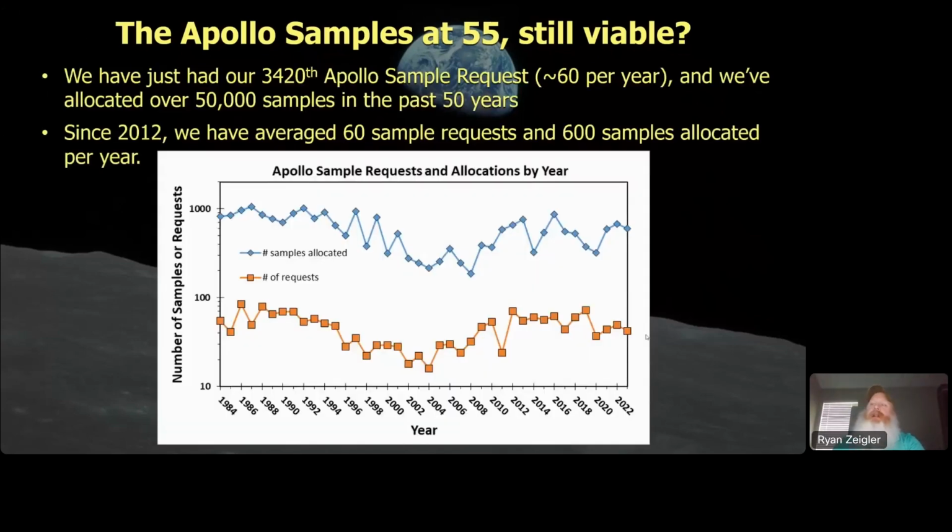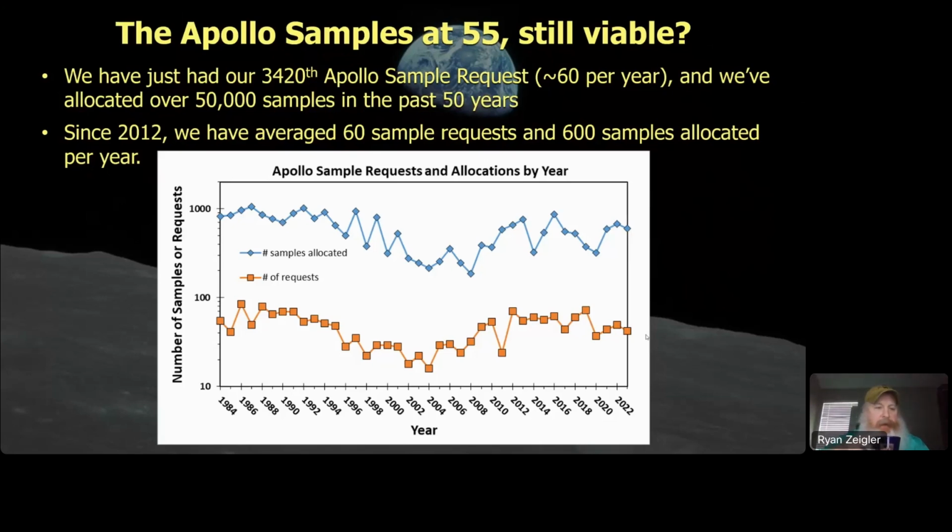And I think the answer is an unambiguous yes. And so here you can see the number of samples we've allocated per year going back to 1984, which is conveniently when I have convenient data for it, as well as the number of requests. And so we've had almost 3,420. I should have updated this morning. The number is actually 3,450 because of the fall requests, but we're averaging 60 requests per year, and we're still averaging almost 60 requests and 600 samples per year for the last 12 years.